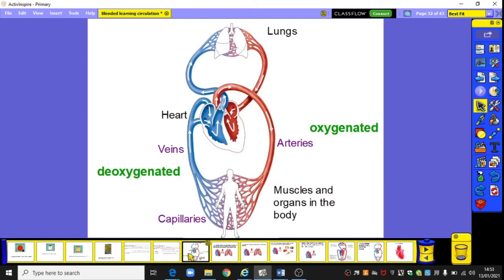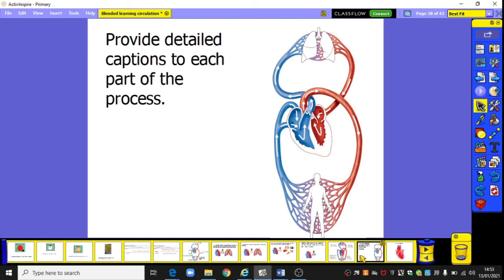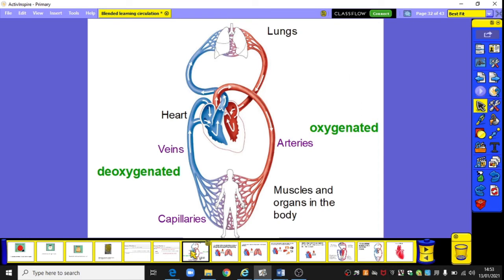So along with this table, you now have quite a lot of information about the circulation system. The final job that you have to do is listen very, very carefully to my explanation of the way that this circulation system works. And once I've finished, your job will be to provide detailed captions to each part of the process. So your labelled diagram already looks a bit like this, and around the edge you are going to have maybe some text boxes, please try and keep it as neat and organised as possible, that explain what is happening at each part of the process.